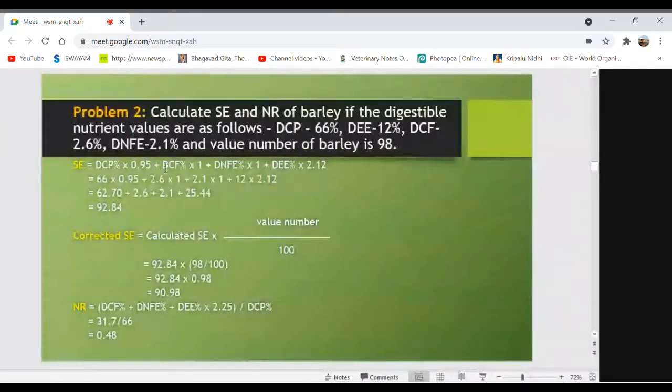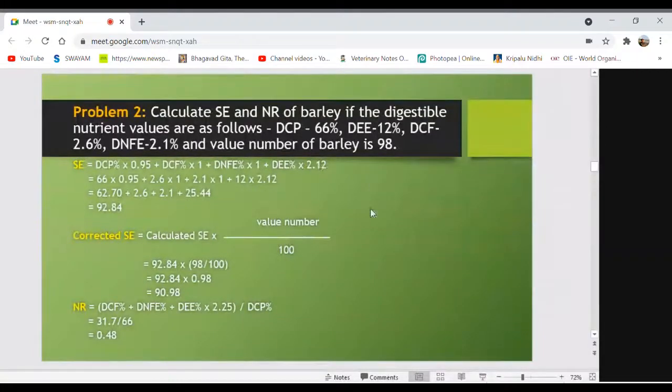This factor also, please remember. This is okay for DCP, DCF, and DNFE. The factors will be the same for all the feed, concentrate, roughages, dry roughages, green roughages. For all the feedstuff, actually, it will be the same. But for digestible ether extract, it will be different.